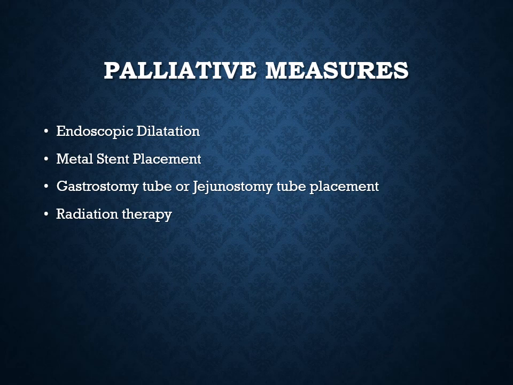Thus, the approaches are endoscopic dilatation, wherein you put a balloon in and inflate the balloon to dilate the narrowed portion of the esophagus. Metal stent placement: this is also done with the use of an endoscope and a self-expanding metal stent, just to dilate and allow the passage of food from the mouth to the stomach. Gastrostomy tube or jejunostomy tube placement, wherein you bypass the esophagus and let the patient feed by these tubes, and radiation therapy.